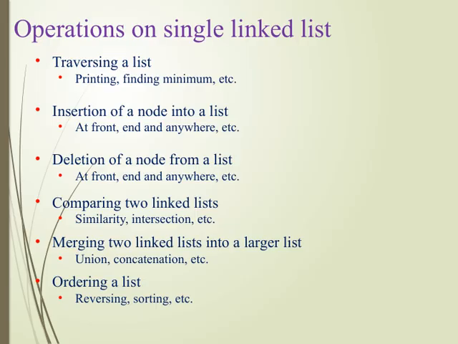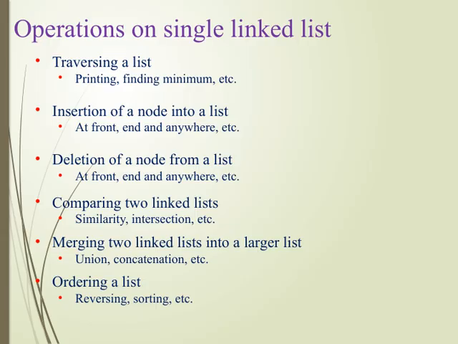Next, inserting a node into the list can be done at various positions, at the front, at the end, or anywhere in between. Understanding these insertion points helps us efficiently modify the list based on specific needs, whether we're adding new data or maintaining order. Similarly, deletion operations are crucial. Removing a node can happen at the front, at the end, or at any position within the list. Properly managing these deletions ensures the integrity of the list and prevents memory leaks or broken links.